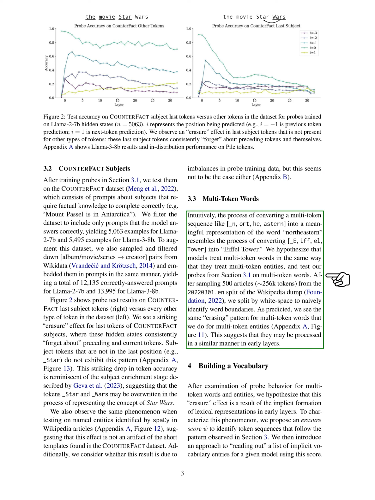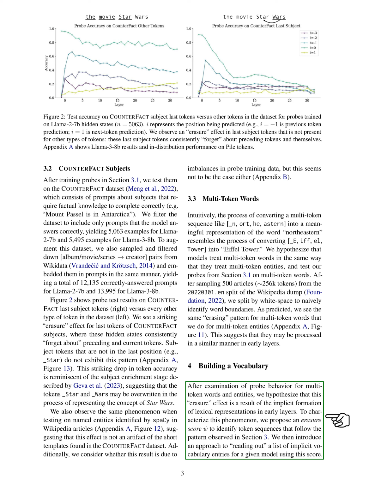Moving on to multi-token words, we found that the process of converting sequences like _n, ort, he, estern, into northeastern is akin to converting _e, iff, l, tower, into Eiffel Tower. Models seem to treat multi-token words similarly to multi-token entities, as we observed the same erasing pattern for both. This implies that they may be processed in a similar manner in the early layers. After examining the behavior of probes for multi-token words and entities, we theorized that the erasure effect stems from the implicit formation of lexical representations in the early layers of the model.